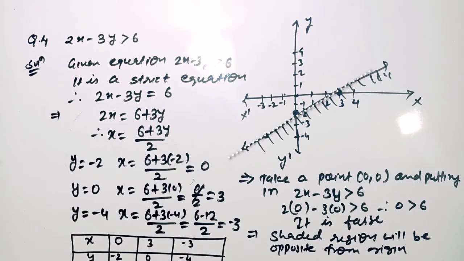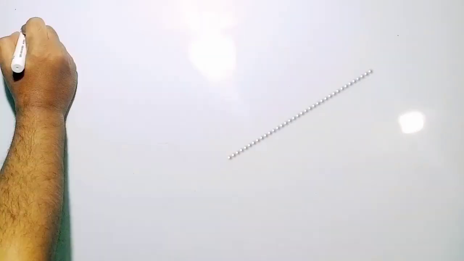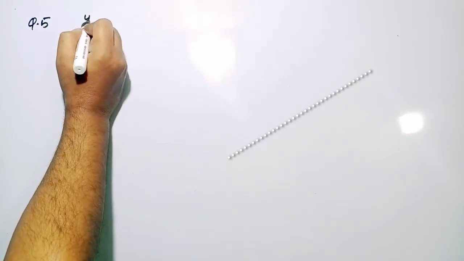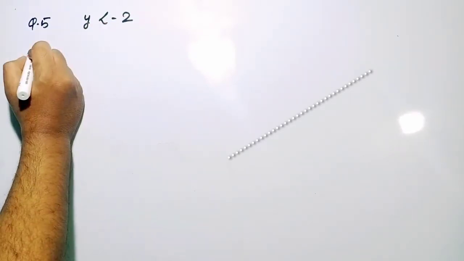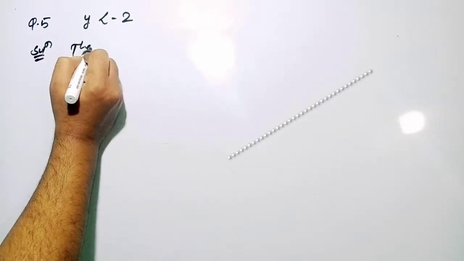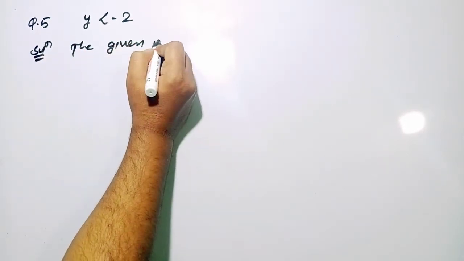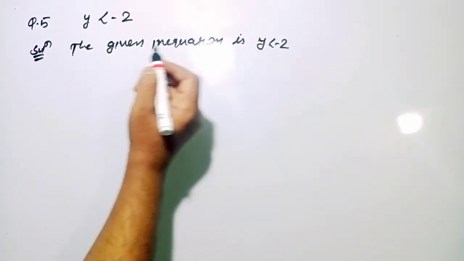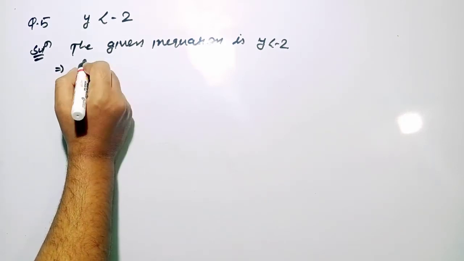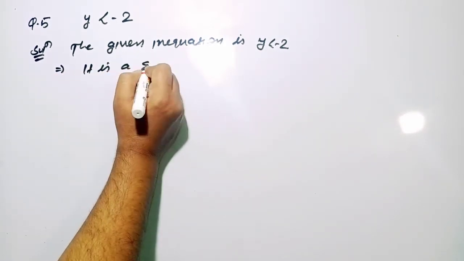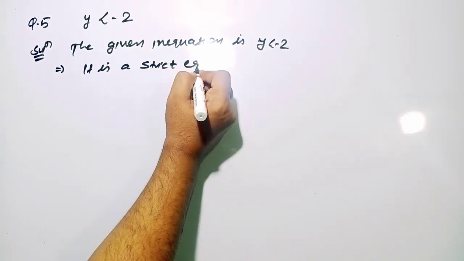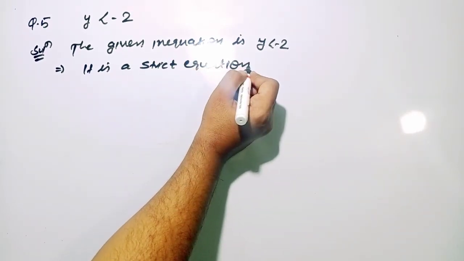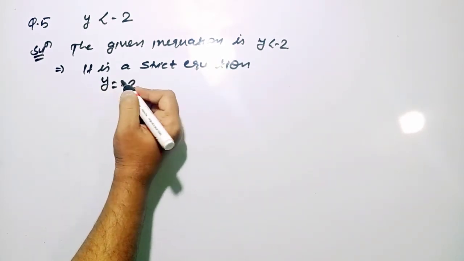Okay, student. Fine. Now moving to the next question, y is less than minus 2. So here is the solution considering the given inequality. y less than minus 2 is a strict inequality. So this inequality is considered to be equal, so we will write y is equal to minus 2.